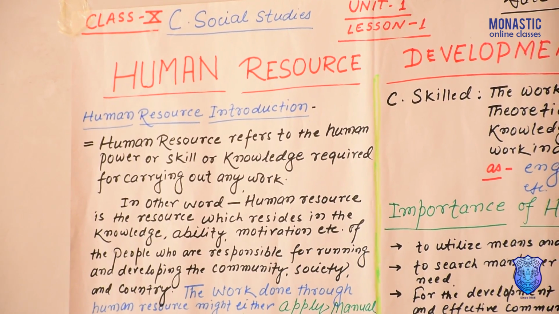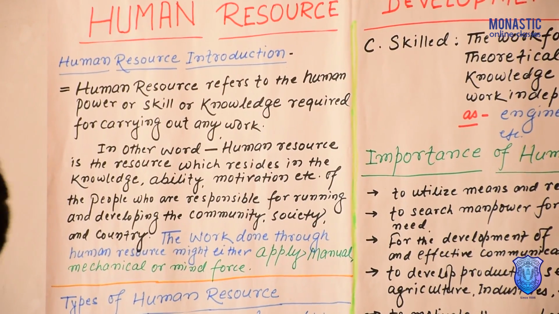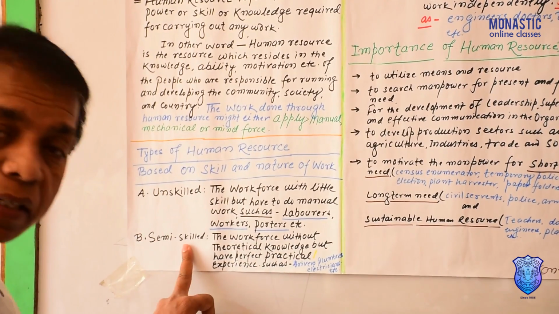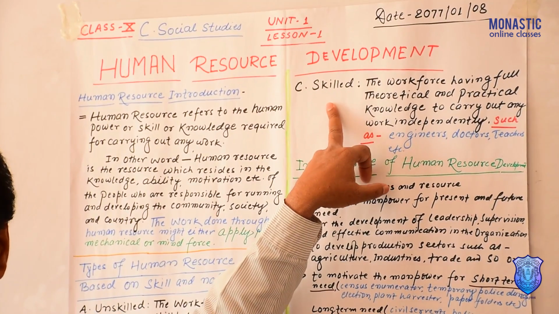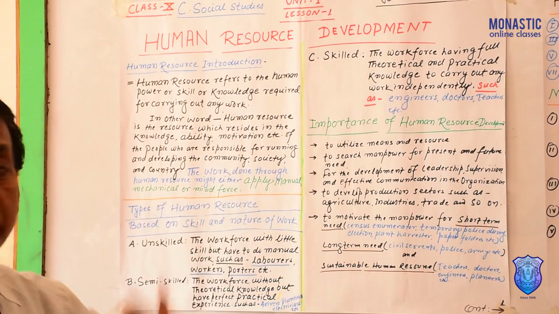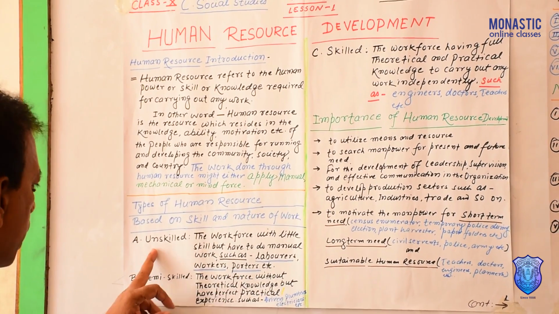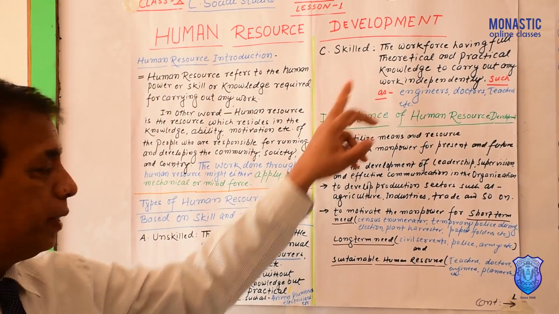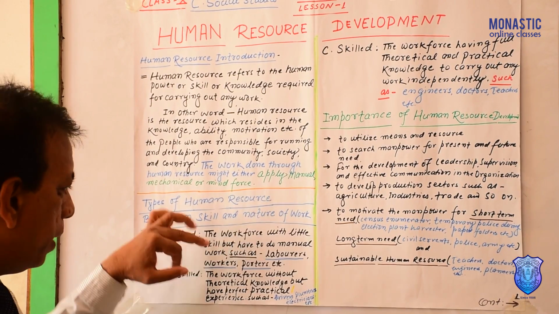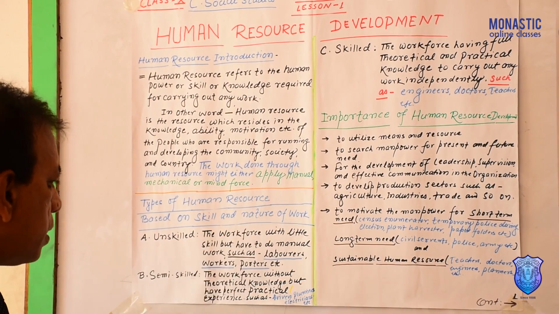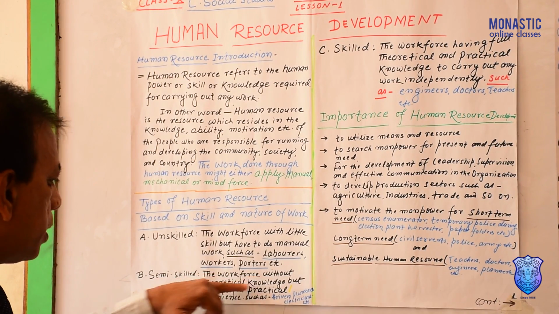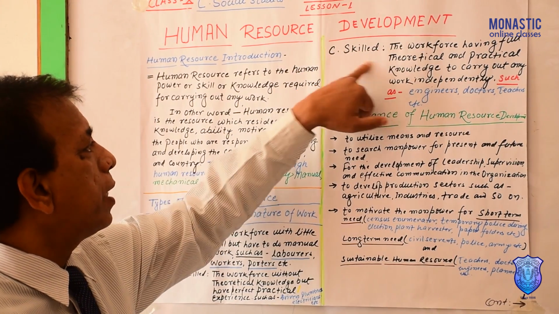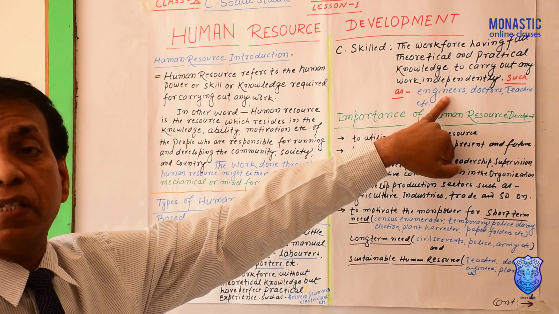Next, you have seen that there are three types of manpower: unskilled, semi-skilled, and skilled manpower. You must copy this. Unskilled manpower, the definition I have already given here. You can also write this. Semi-skilled manpower, definition also given here. Example also given here. And skilled manpower, definition and example also given here.